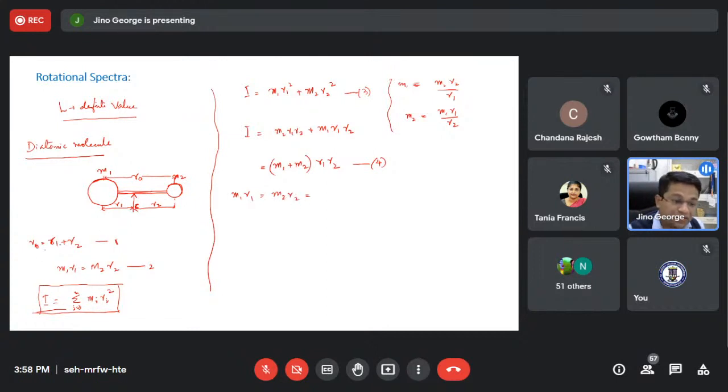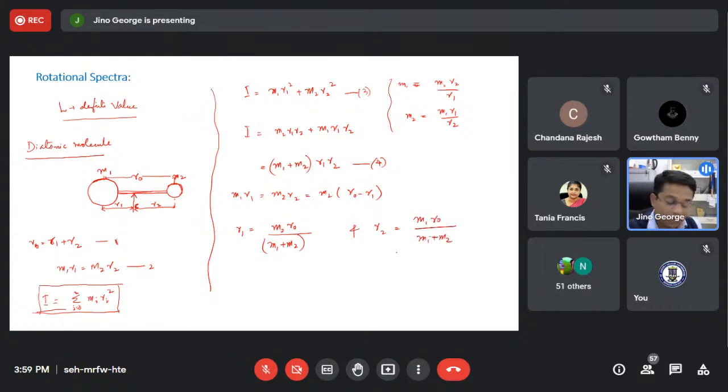Now I know that R0 is equal to R1 plus R2. So I will replace R2 by R0 minus R1, so it will be equal to M2 into R0 minus R1. Then that will give you R1 is equal to M2 R0 divided by M1 plus M2. And R2 will be equivalent to M1 R0 by M1 plus M2.